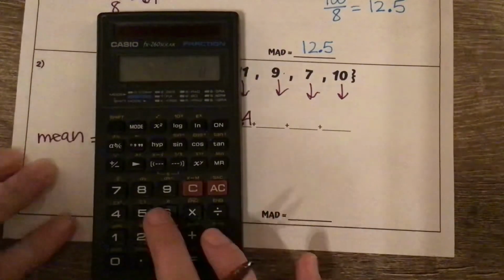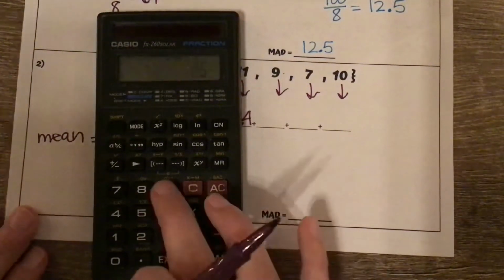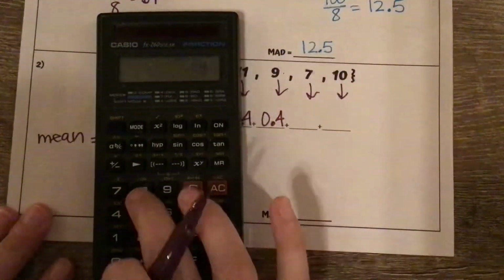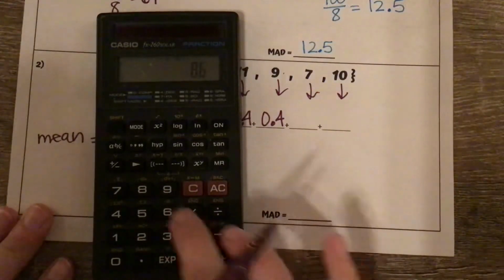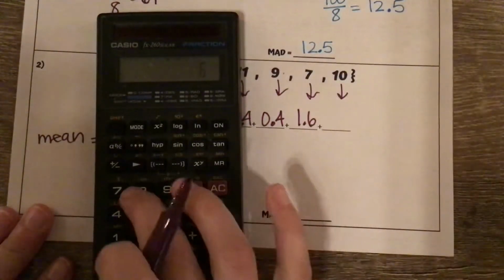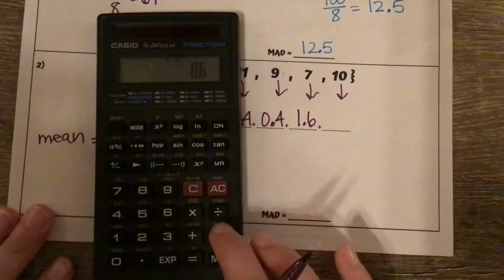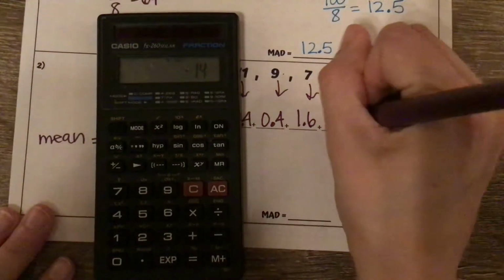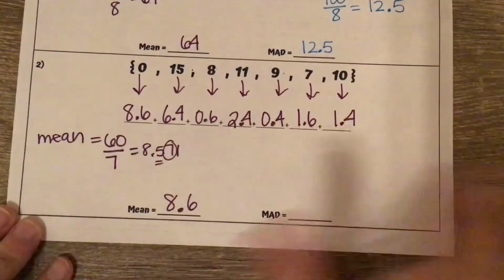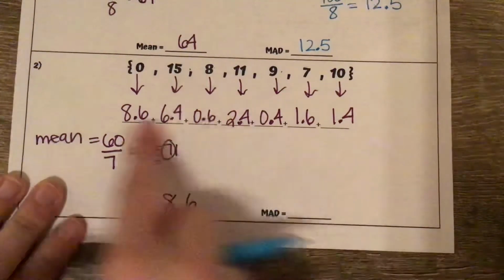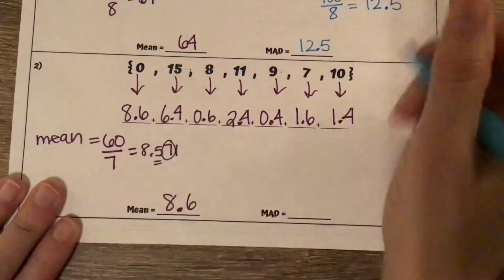8.6 minus 9 is equal to 0.4. 8.6 minus 7 is equal to 1.6. And 8.6 minus 10 is equal to 1.4. Now to find the MAD, we are finding the average of these distances. So we are adding these up.